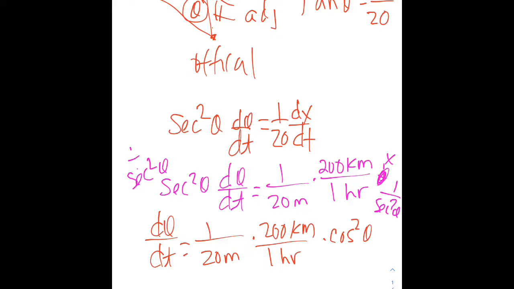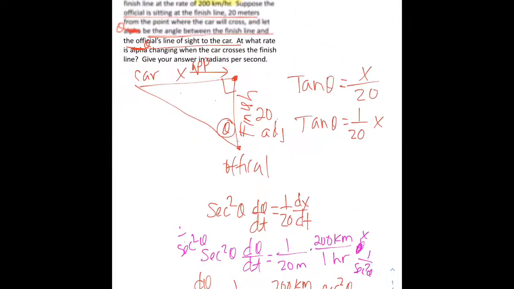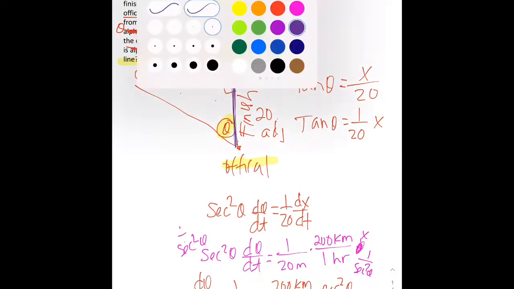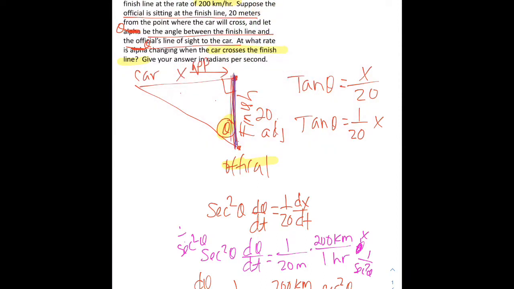All right, well, think about this. The question is asking for at what rate is alpha changing when the car crosses the finish line. When the car crosses the line, if this is the official, here's the finish line, and here is the official's line of sight, when it's crossing the finish line, theta is 0. So what is the cosine squared of 0? That is equal to 1.